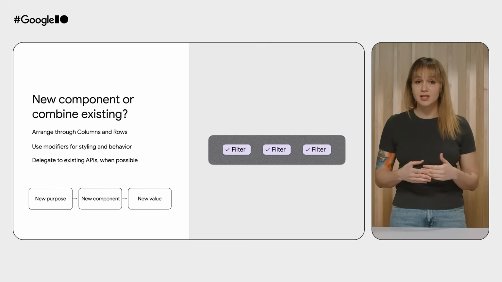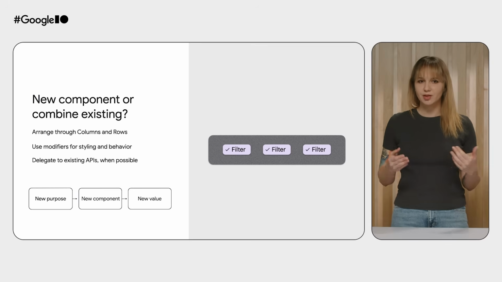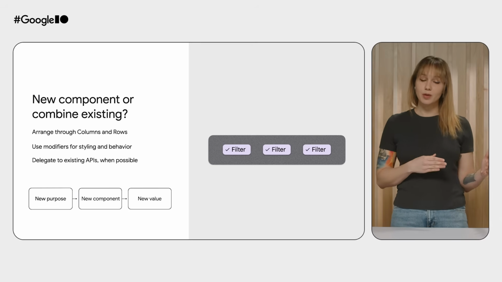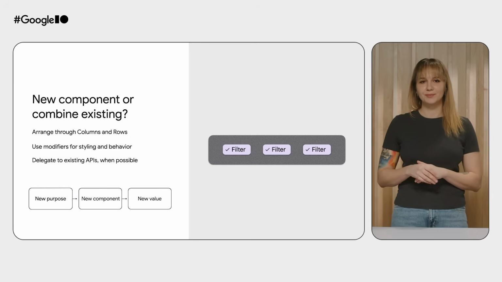A new API should justify its existence. It takes work to create, maintain, and learn how to use one. Choose between creating a new component or delegating to existing ones.